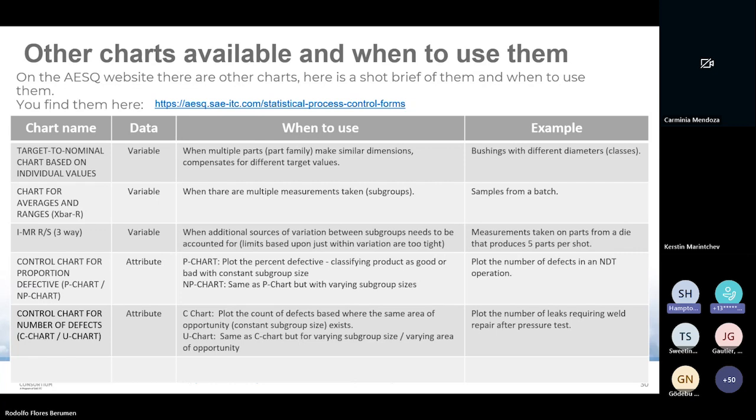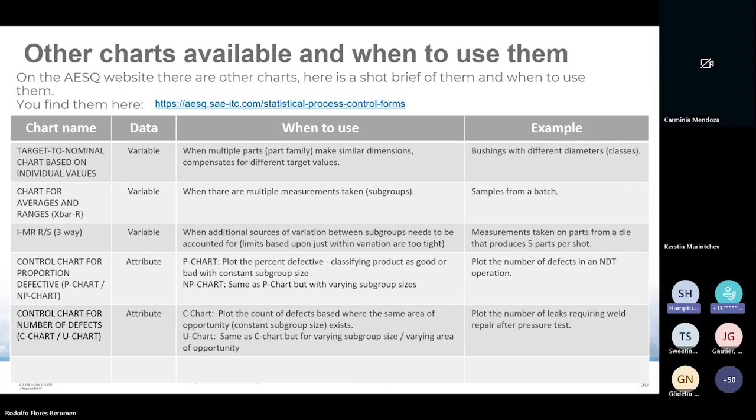The IMR RS, the three-way, this would be where the in-between variation of the subgroup isn't a good representation of the total variation that you'd have in your process. So in this case, let's say the subgroup is something where you shoot the die. If you're shooting a die, one part comes out, and so you're taking a random sample of that.